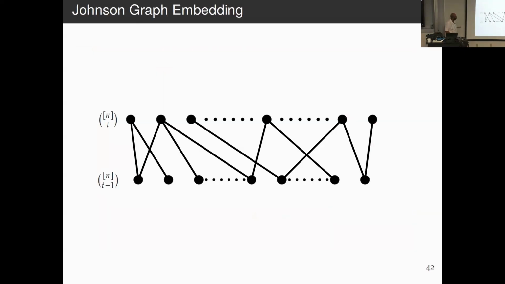How does this go? Well, we wait again. This is all possible t sets. I represent them as nodes. This is all possible t minus 1 sets. I represent them as nodes. And you put an edge if this t minus 1 set is completely contained in the t set.